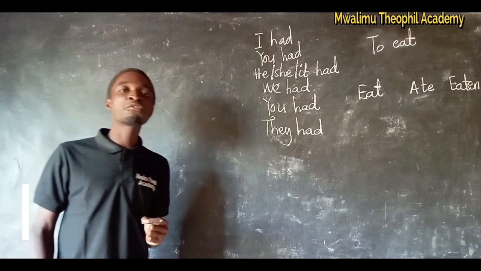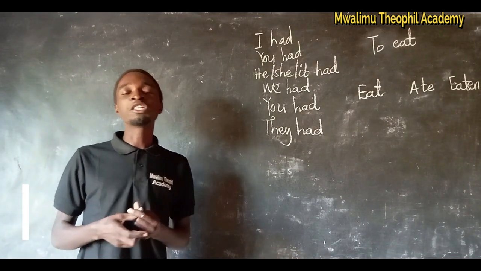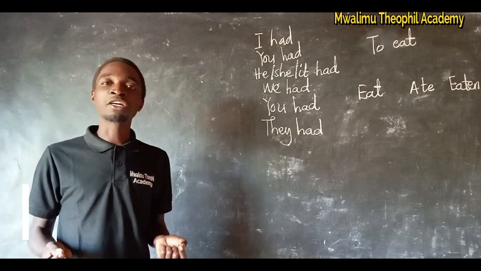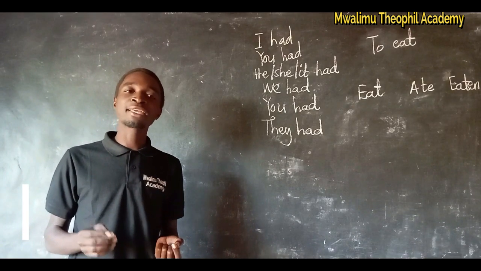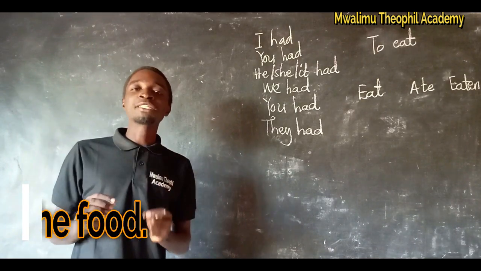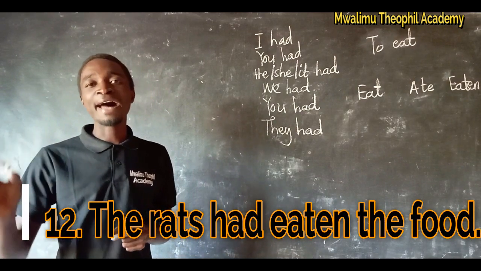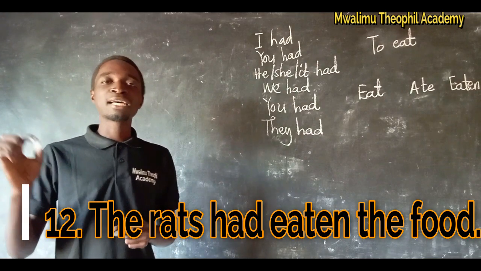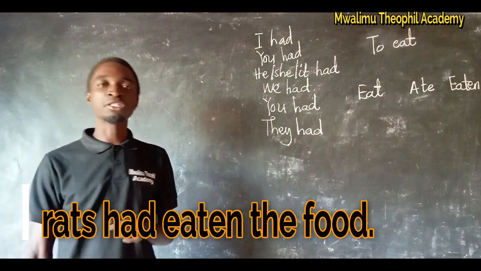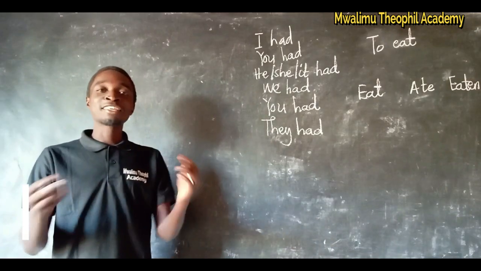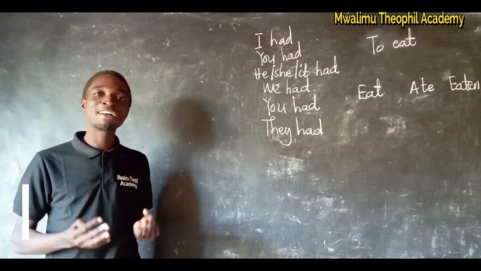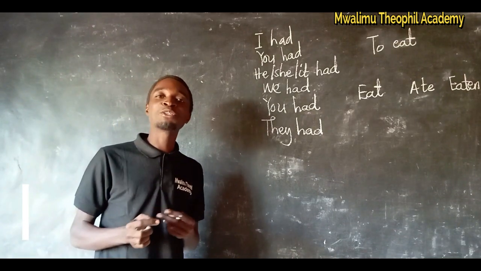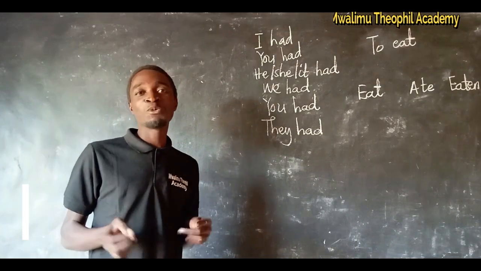Now, what if we are speaking for the name which is in plural? For example, let us speak the name like rats. We may say that the rats had eaten the food. Now, after this explanation, I hope you have understood well the way we may construct various sentences which are in past perfect tense.